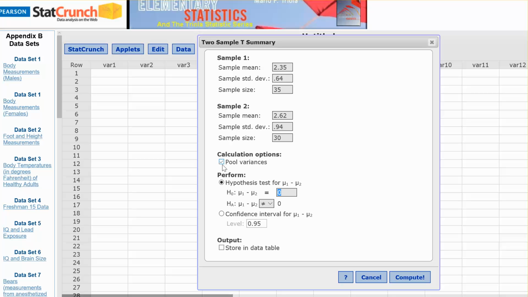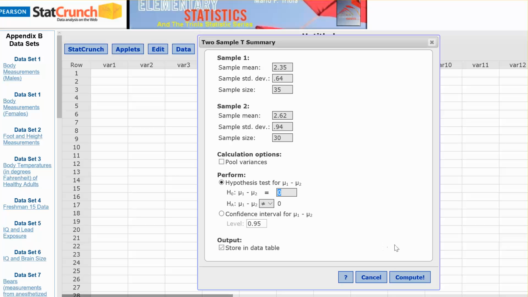Let's do the hypothesis test first. The null was mu1 minus mu2 equals 0. The alternative was mu1 minus mu2 is either not equal, less than, or greater. This is going to either match your claim, or in this case, it has to be not equal because the claim was equals, so just leave this part checked here. The other test we can come back and do is the confidence interval, but we have to do it one at a time. You can also select to store it in a data table if you want to, and that way you can leave it up and look back at your results. So let's compute this.